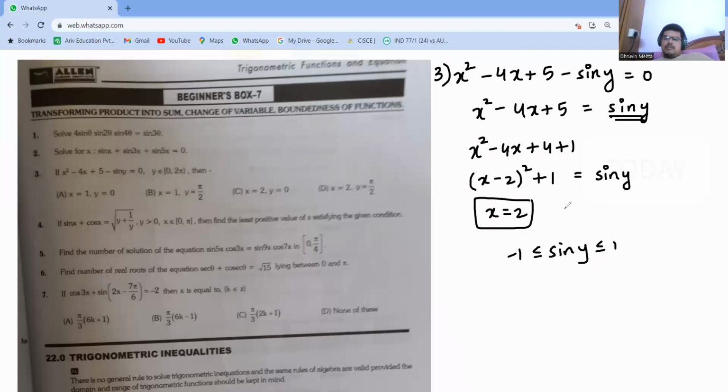And if x is 2, what are the values of y? If x is 2, this will be 0, so sine y is 0 plus 1, equal to 1. So you have to tell me sine of which angle is 1. Yes, pi by 2, that is 90 degrees. That's the answer. x is 2, y is pi by 2. D will be the correct option.